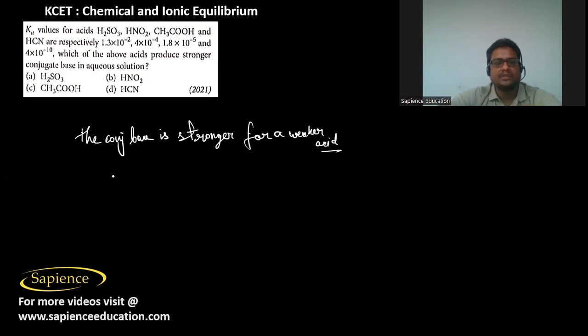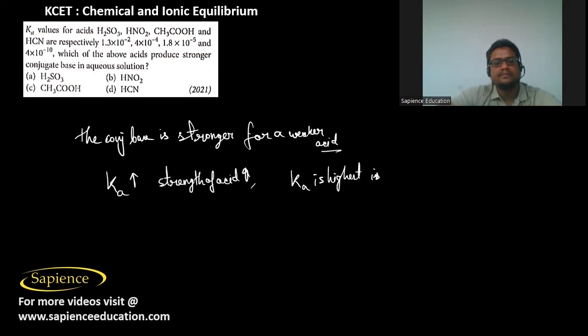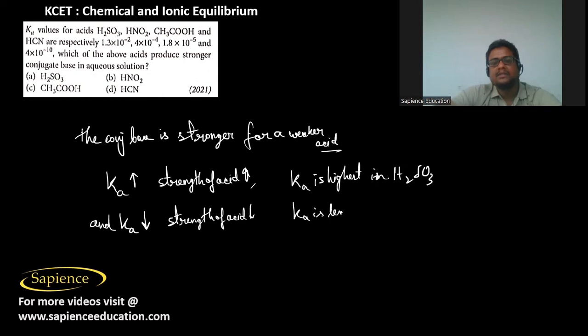So now, as we know, if the Ka value is higher, then the strength of the acid will be higher. Here the value of Ka is highest in case of H2SO3, and if the value of Ka is less, then the strength of the acid is also less. So the value of Ka is the least in case of HCN.